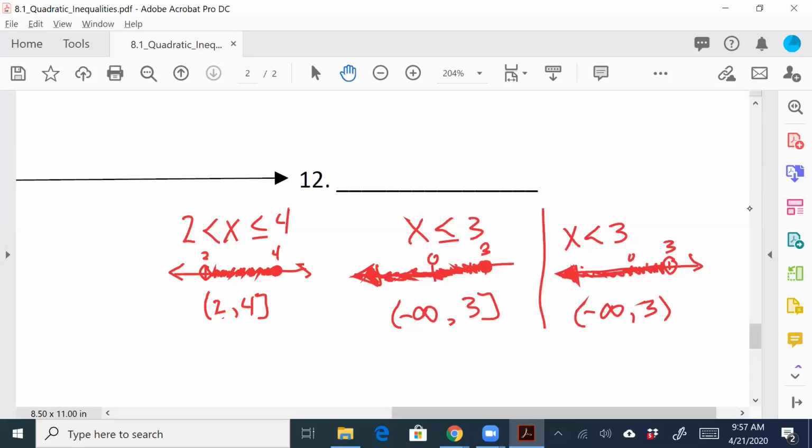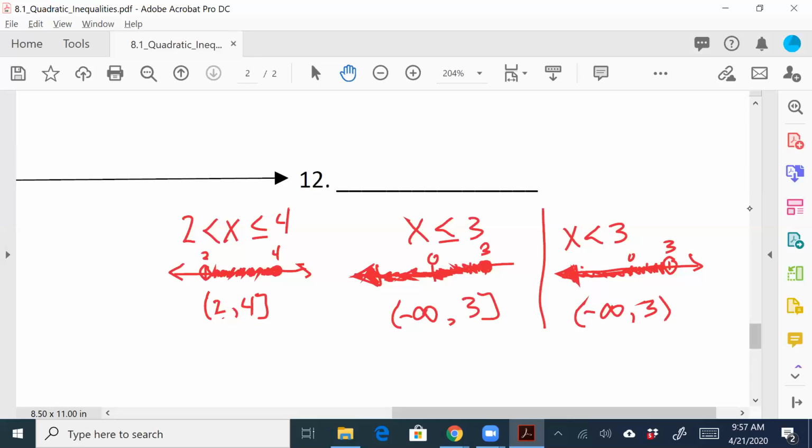So basically, we use the brackets when it's greater or less than or equal to some number. Right, but it has to have the equals. And the parentheses when it's not that exact number, just greater or less than that number. Right.